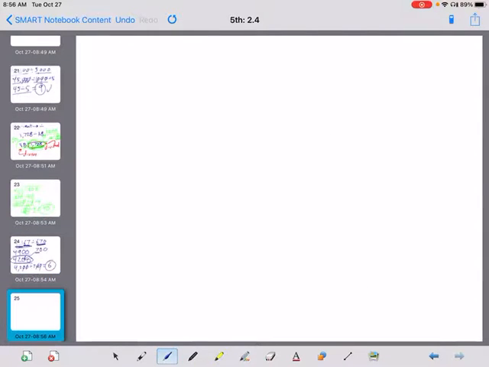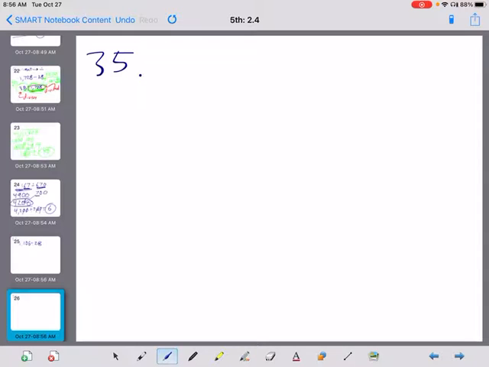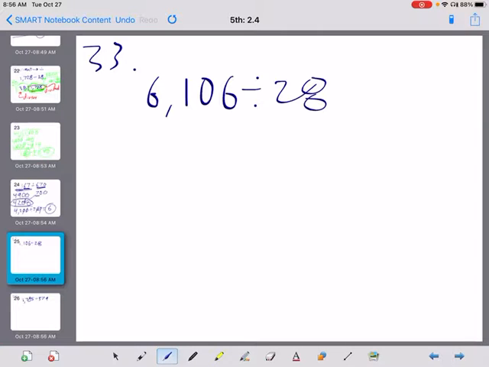All right, 33 and 35. I want you to try to do these by yourself. Now, you might need to go look up some of the division multiplication tables things. Try to do it without them, and if you're not sure, then you can check after you write it down. So I've got 6,106 divided by 28, and then 35 is 3,785 divided by 379. So write those two down, 33 and 35. Try them, and then come back in here and see the work.